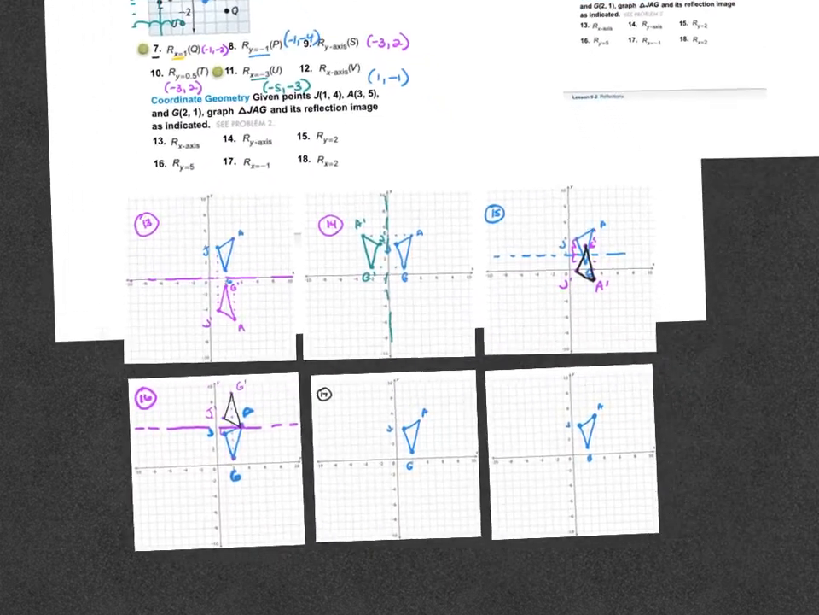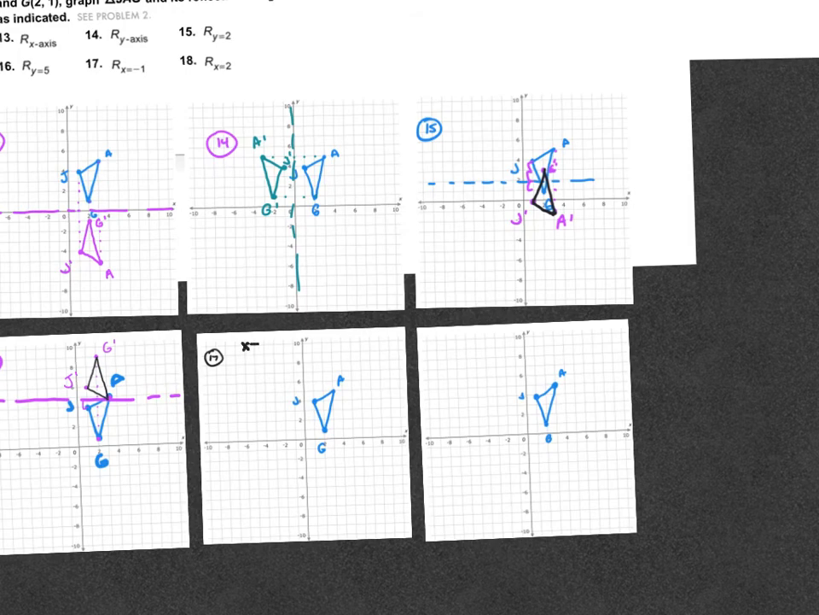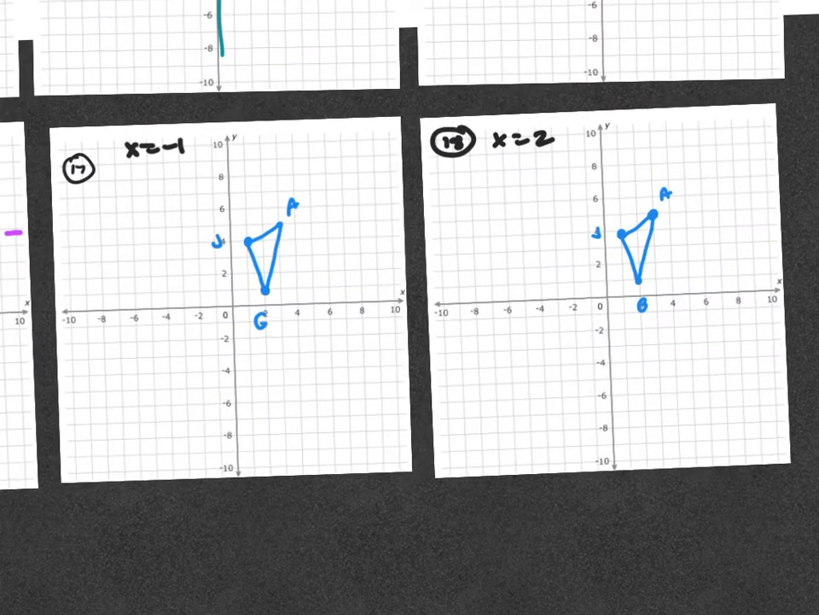17. X equals -1. So x equals -1 is here. Everything is to the right of it, so we're moving from right to left. So 1, 2 units to the right means 1, 2 units to the left. 1, 2, 3, 4 units to the right means 1, 2, 3, 4 units to the left. And 1, 2, 3 to the right means 1, 2, 3 to the left.